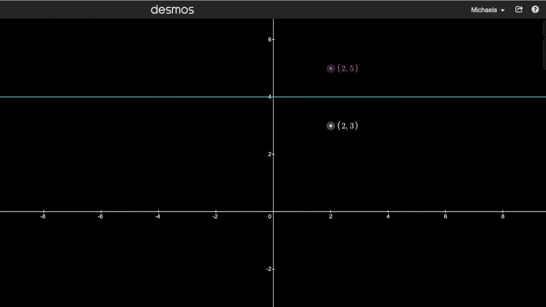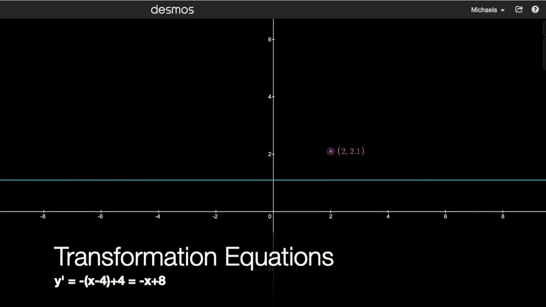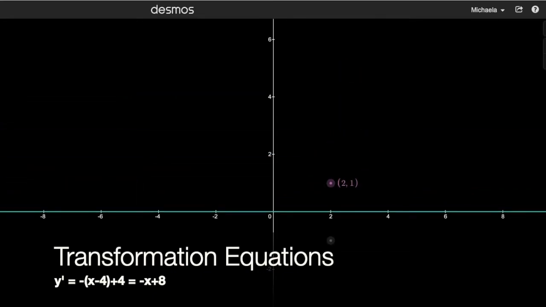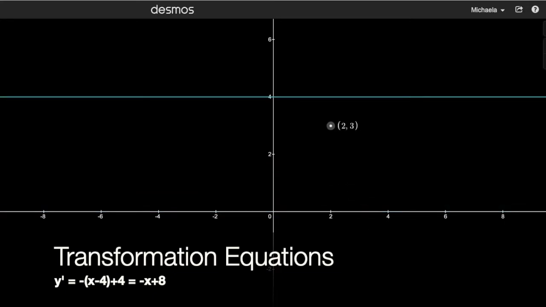So just to recap, recall that this process takes 3 steps. Move it down, reflect, and move back up. And that is the resulting transformation.